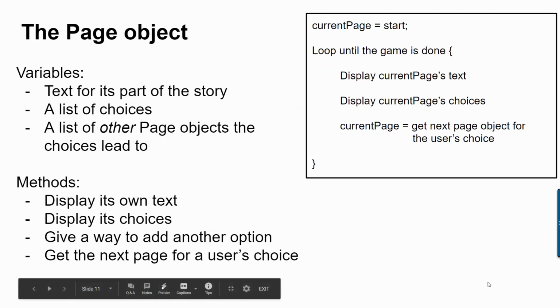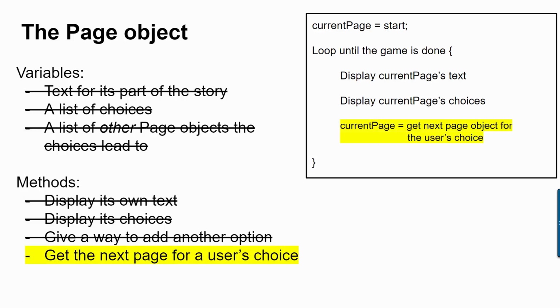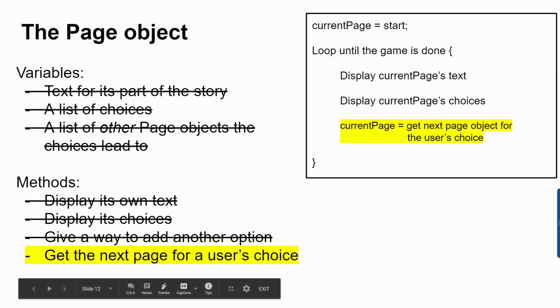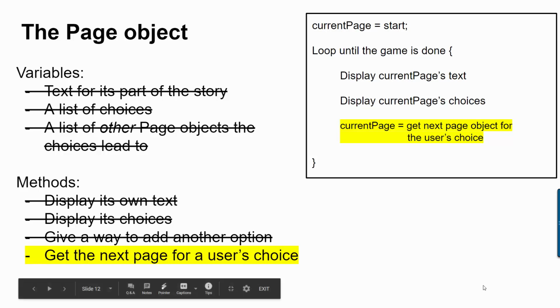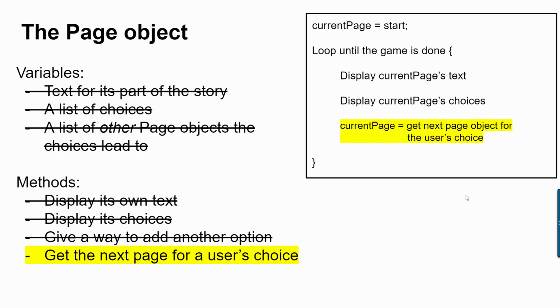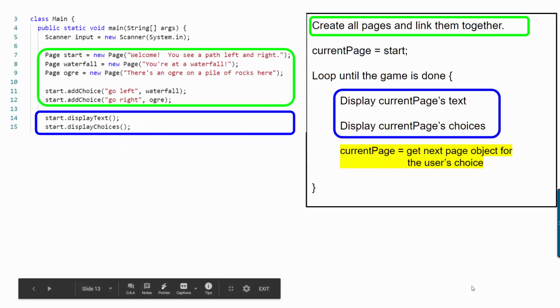So in terms of our original plan, we'd had a page object that had those variables and these methods. And we're done with all of them except for this last one, get the next page for a user's choice. So that's what we're going to implement right now. But before we do, I want to quickly compare the code from last time to this kind of pseudocode plan for how the game loop is going to look.